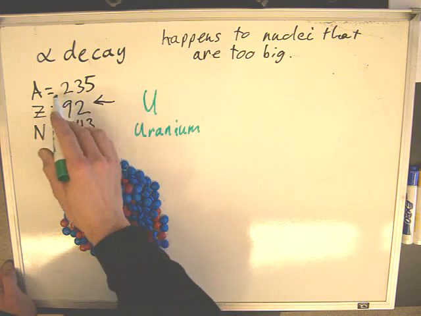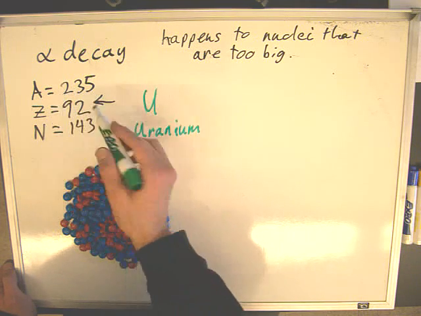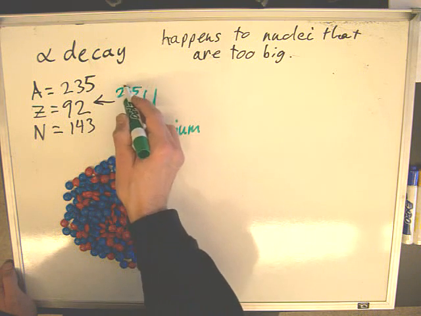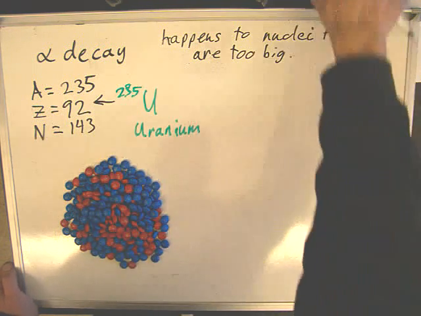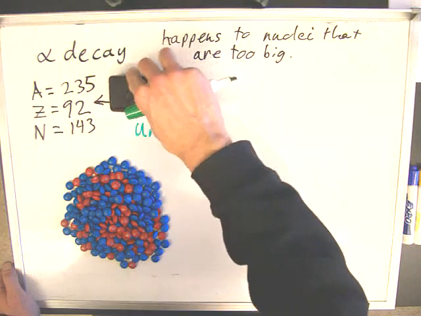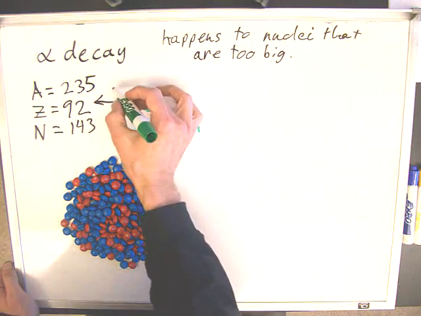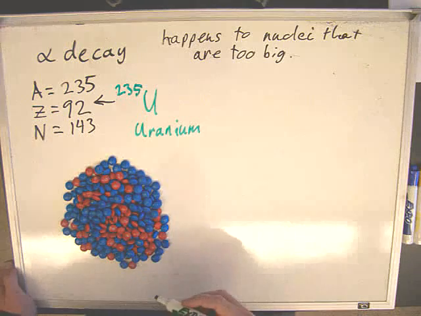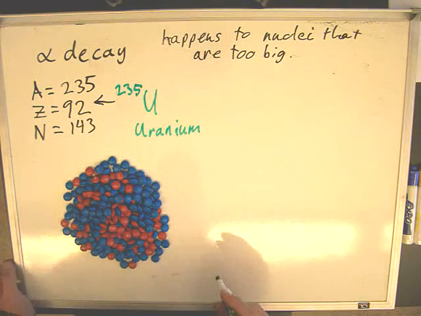Now this is uranium, a specific isotope of uranium, and we call that 235. So we write the value of A, the upper left of the chemical symbol, to tell you how many particles are in that nucleus, how many protons and neutrons are in the nucleus.